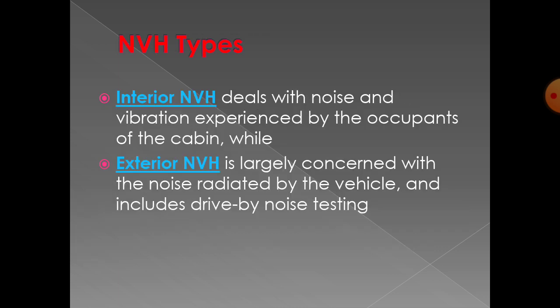Then NVH types. There are mainly two types of NVH: interior NVH and exterior NVH. Interior NVH deals with the noise and vibration experienced by the occupants of the cabin, while exterior NVH is largely concerned with the noise radiated by the vehicle and includes drive-by noise testing. Interior NVH means the noise produced inside the cabin, where the occupants are sitting and experience that vibration or noise. Exterior NVH means the noise produced outside of the cabin.